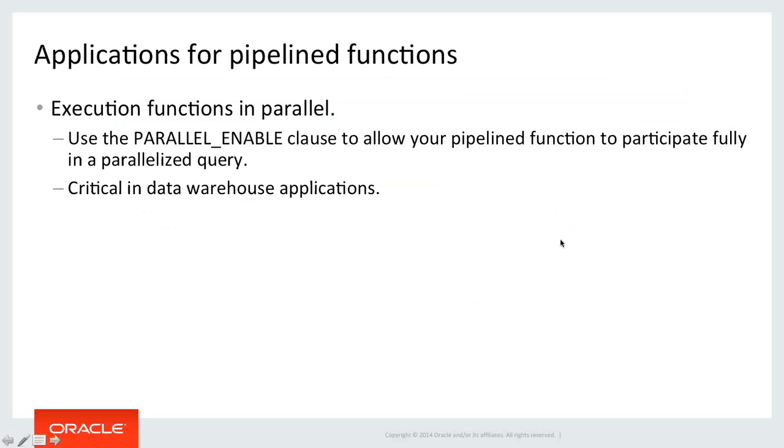Why would you use this? Well, as I mentioned, the main application for pipeline table functions is when you execute functions in parallel. So when I've got a select statement that's executing in parallel, you've got the parallel query engine, and you need to call a table function. If you want to make sure that it does run in parallel, then you need to add the pipeline syntax, and also add a parallel enable clause to the function that basically tells it how to partition the data set that's coming into the function.